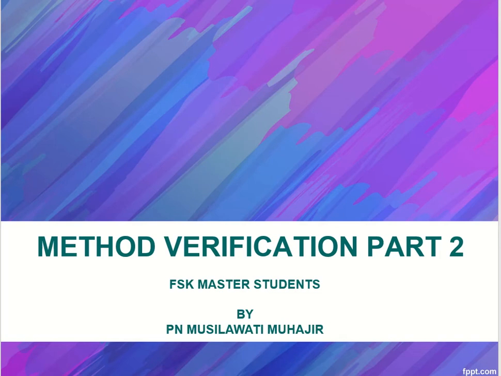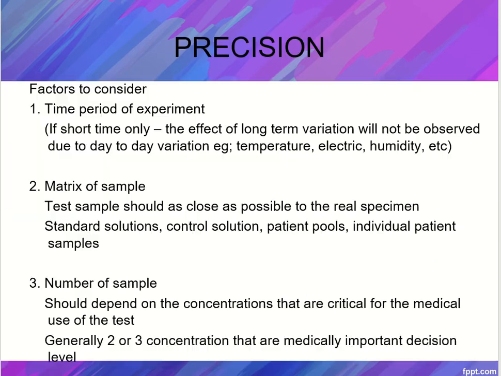Okay, now I will discuss more on the experiments contained under the method verification. First, precision. It is a repeatability test, an experiment which evaluates how much the method will give the same result if you test the same sample repeatedly.